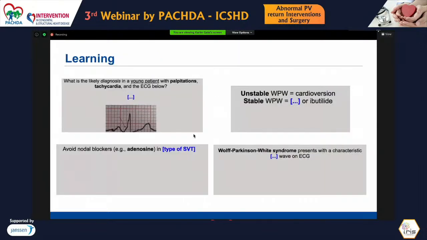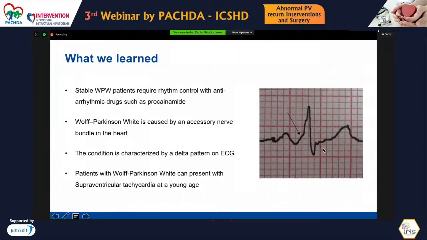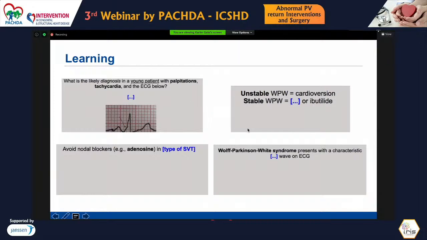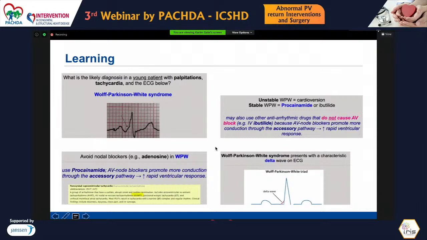Flashcards might look something like this, where we say, okay, what is the likely diagnosis when we have an ECG pattern like we've seen here? What do we do when we have instability in terms of atrial fibrillation, if it's unstable, if it's stable, and so on and so on. As you can see, cards here. Then we might have an answer, making flashcards for ourselves with little details on them.